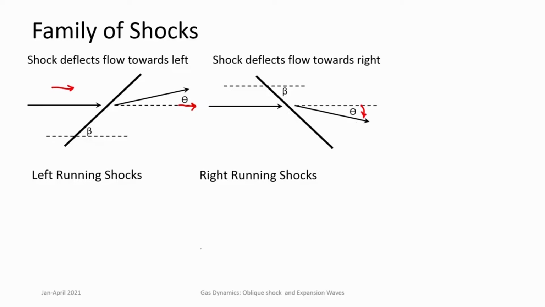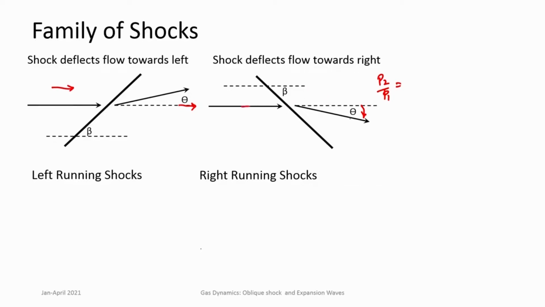So all left running shocks form one family, all right running shocks form another family. But if they have the same angle beta, the pressure ratios across these shocks are the same. P2 by P1 across both these shocks will remain the same, because the angle that the shock makes with respect to the free stream, this mainstream direction, is beta.